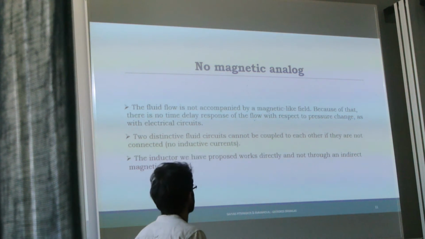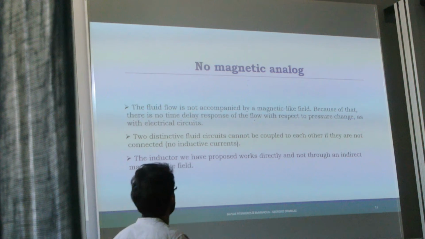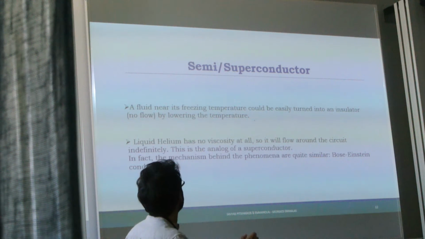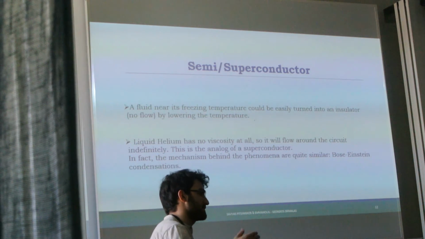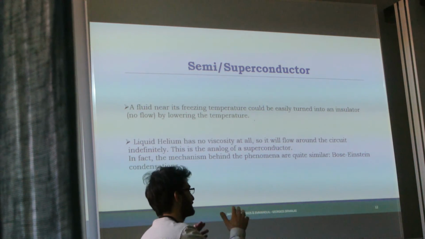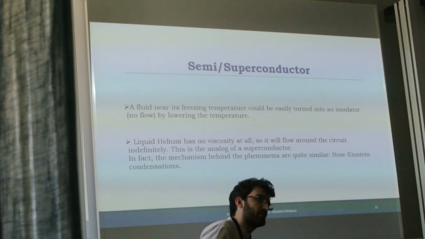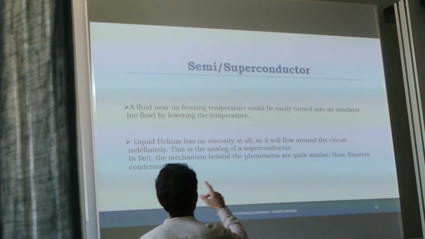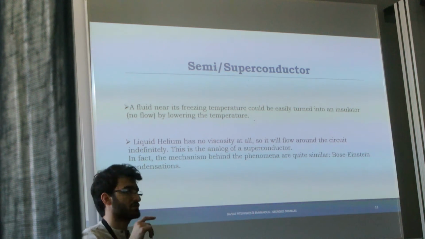The two distinct fluid circuits cannot be coupled because there is no such magnetic field, and the inductor we have proposed works directly and not through an indirect magnetic field. A semiconductor can be considered as essentially water, because if we keep it at a low enough temperature, it freezes and we don't have flow. And liquid helium could be the substitute for superconductivity because it has no viscosity and so there is no resistance in flow. A similar mechanism is behind the phenomenon of Bose-Einstein condensation.